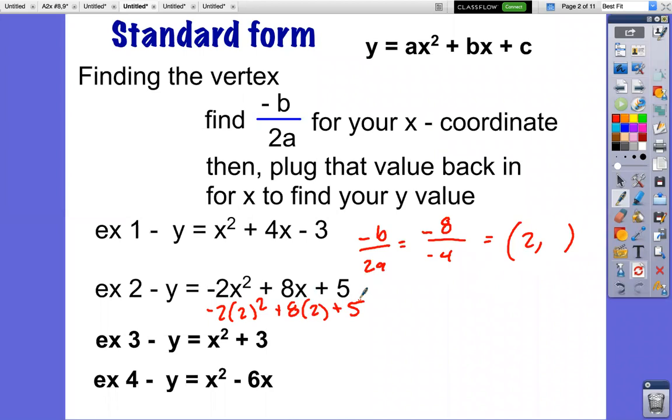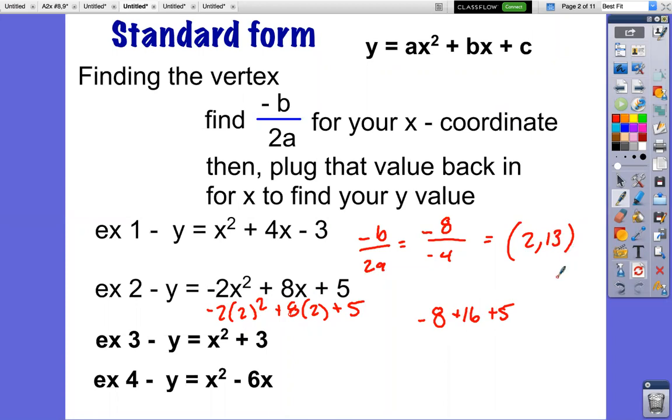Now this one, I'm going to be a little more picky about showing your work, especially if we were in class. Do I take 2 squared first, or do I do -2 times 2 and then square it? What do I do first? 2 squared. Good. It's PEMDAS, right? Order of operations. So 2 squared is 4 times -2 is -8, plus 8 times 2 is 16, plus 5. -8 plus 16 is 8, plus 5 is 13.